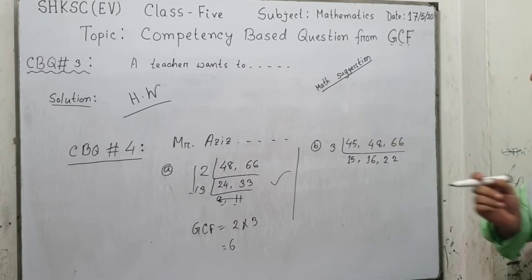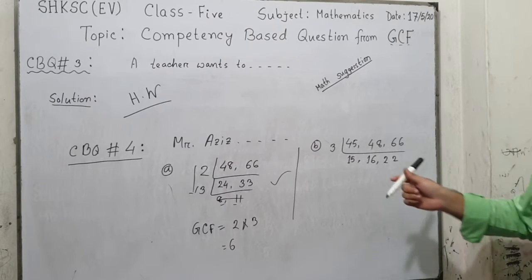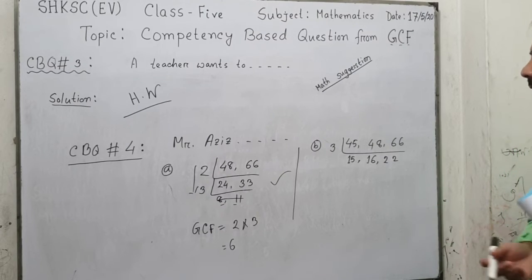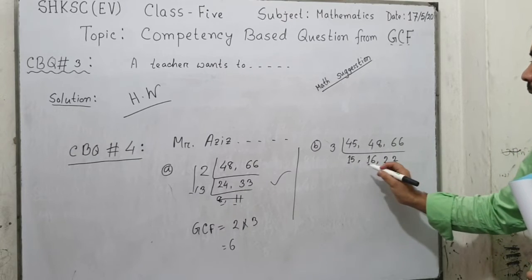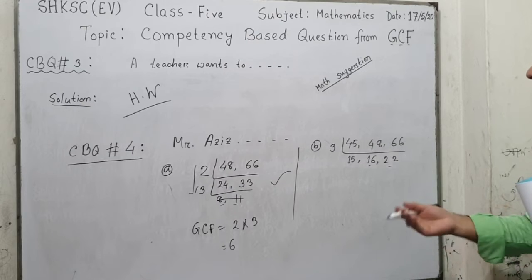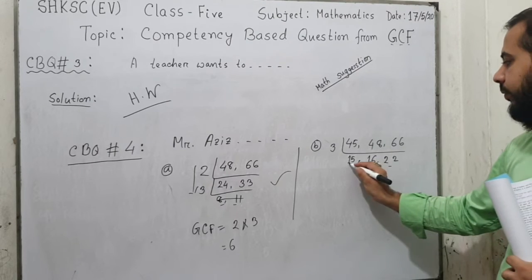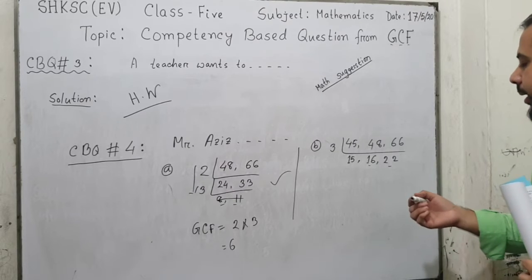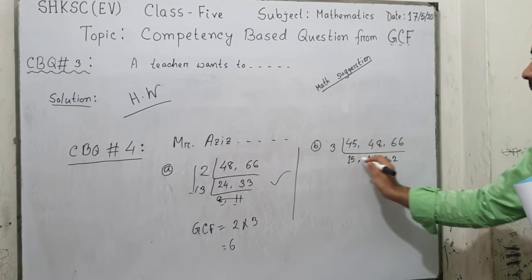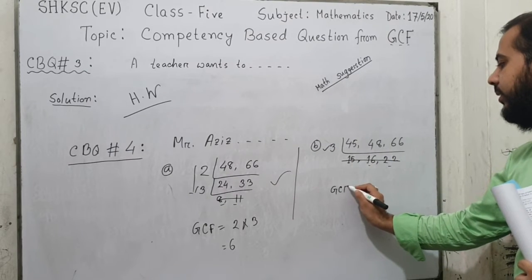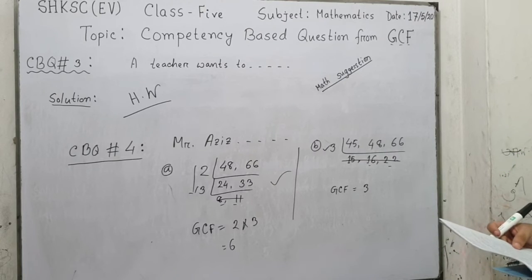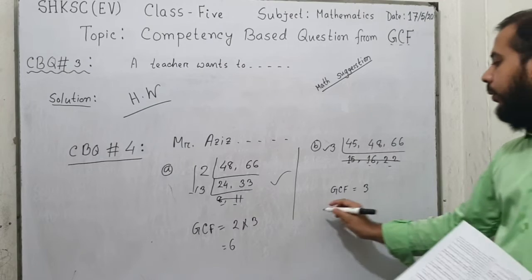Now let's see if these three numbers can be divided by any number. Let's take 2. 16 and 22 can be divided by 2, but 15 cannot, so we cannot take any other number. No other number divides all three numbers, so the answer is 3. So the GCF is 3 here, and the maximum number of students is 3.